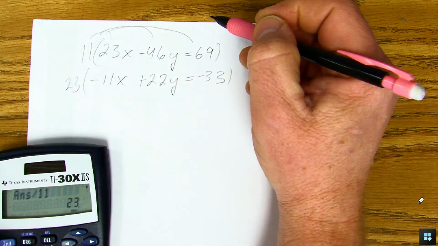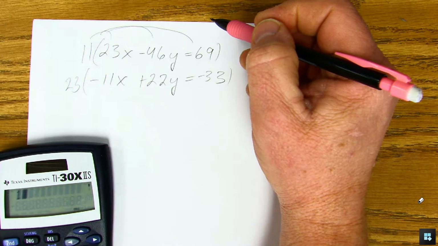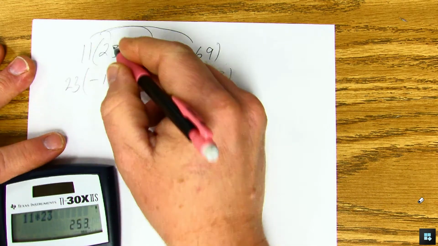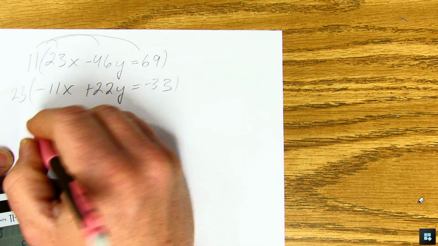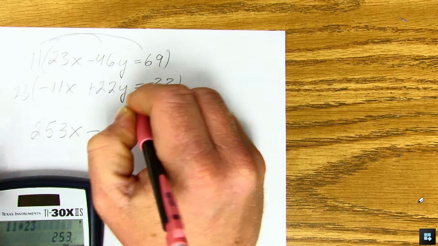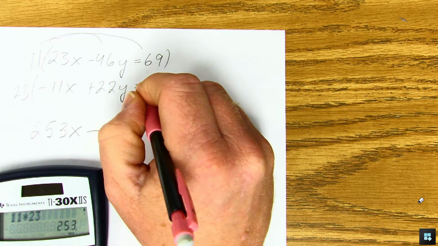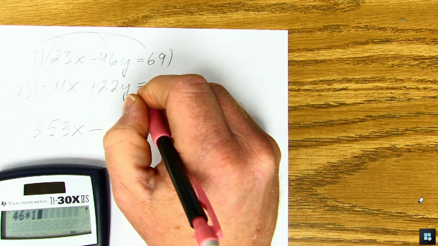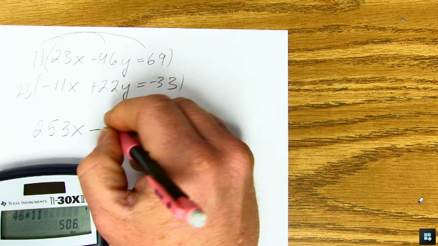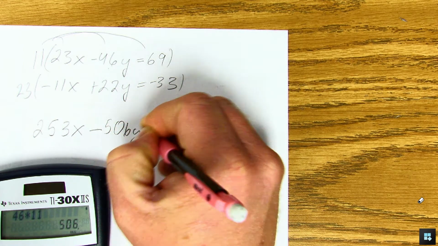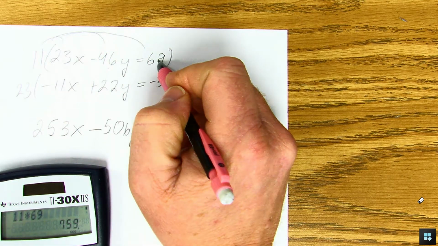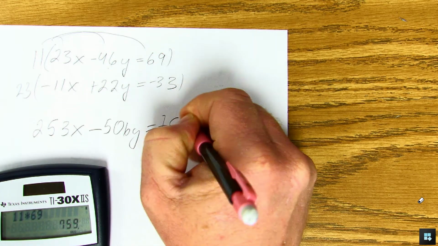Okay, so I take my handy dandy calculator, and I take 11 times 23. That's going to give me 253. So at the top, I get 253. I'm just going to write it right here. 253x minus, then I have to take 46 times 11, I get 506, so minus 506y equals, and I take 11 times 69, that's 759, okay?